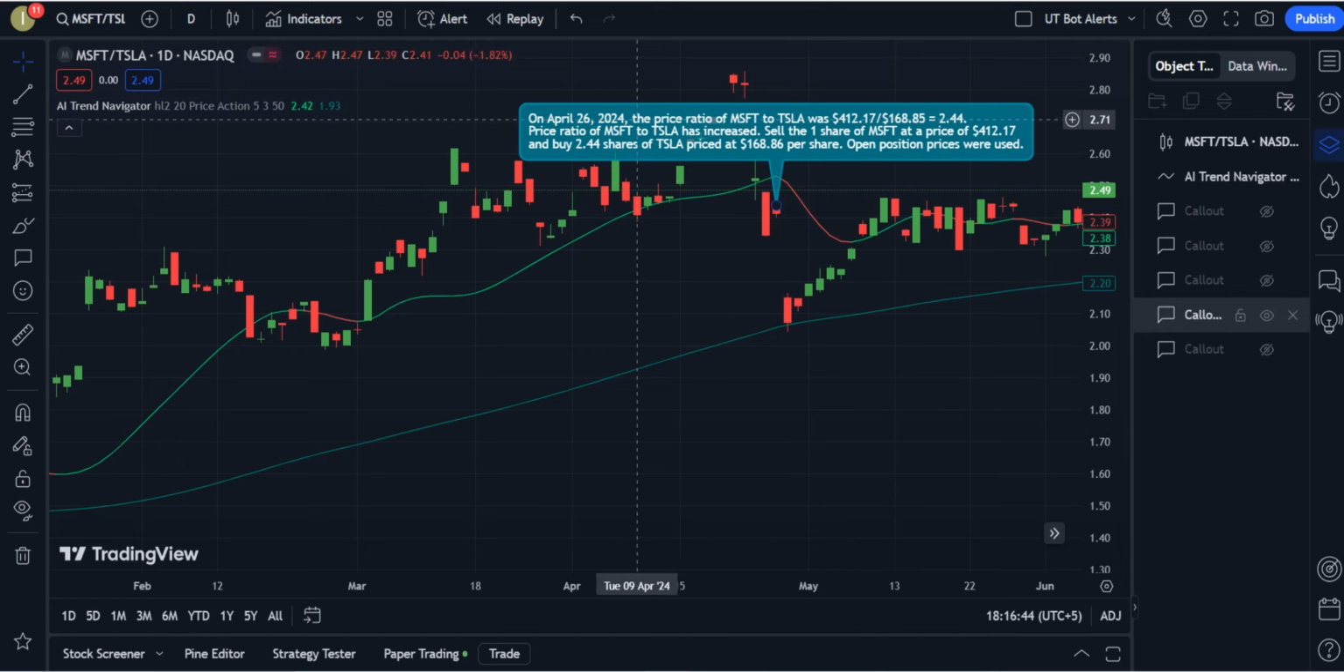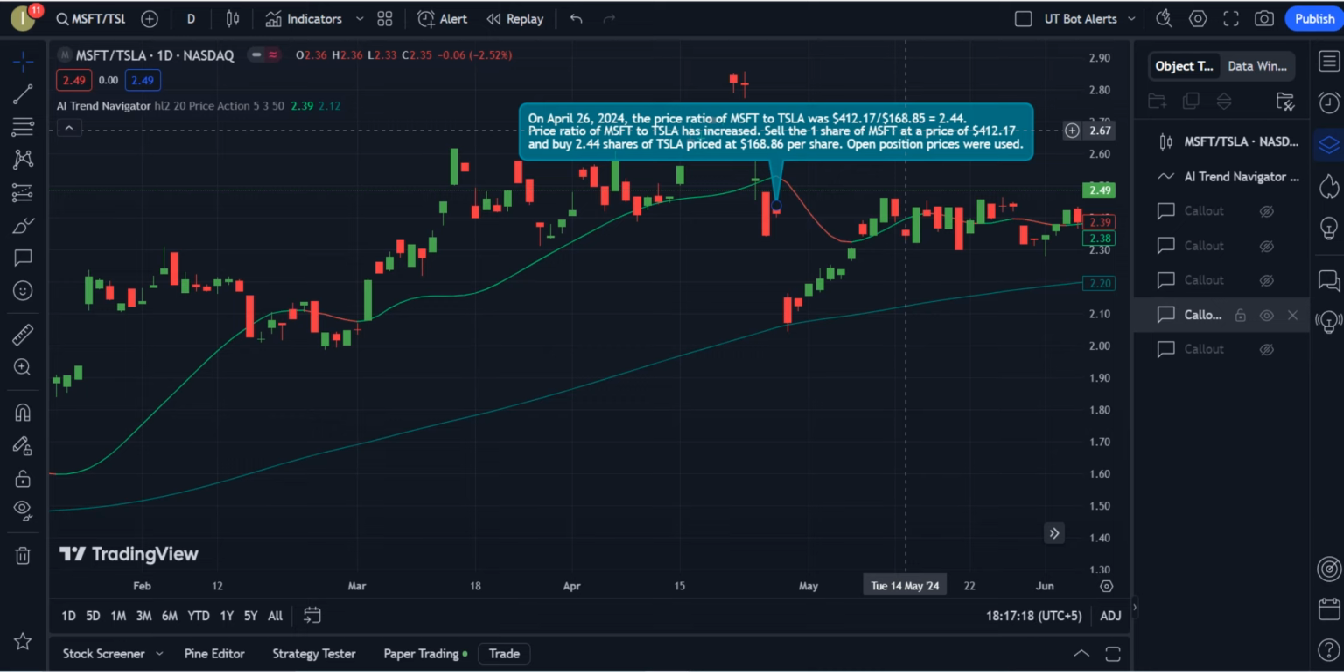We see on April 26, 2024, the price ratio of Microsoft to Tesla stock was 2.44. This was because the price of the Microsoft stock was $412.17, and the price of the Tesla stock was $168.85. The price of Microsoft divided by the price of Tesla on that date yielded the price ratio of 2.44.